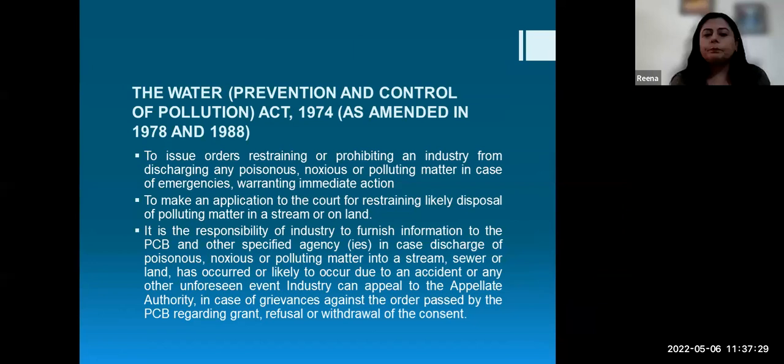If the pollution control board is asking any industry to curtail their pollution, it is the responsibility of the industry to provide all the data related to their polluting streams and the production and other activities. Then they have the Water Prevention and Control of Pollution Act.